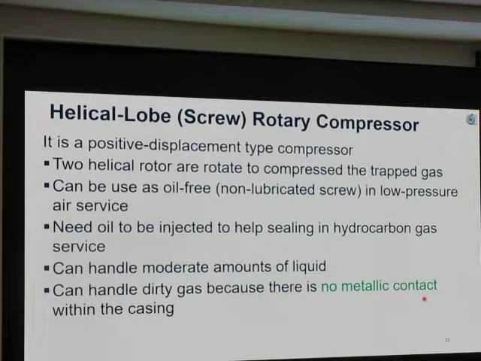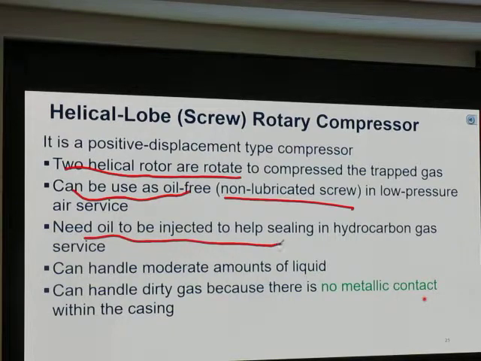Helical-Lobe. Okay. What you need to know is just one of these. Okay. It can be used as oil-free. Okay. Non-lubricant. We can have two helical rotaries that trap the gas in the middle. Some types need oil and can be used in a VRU. It can handle dirty gas because there is no metallic contact. It can handle a moderate amount of liquid. So that is dirty gas.